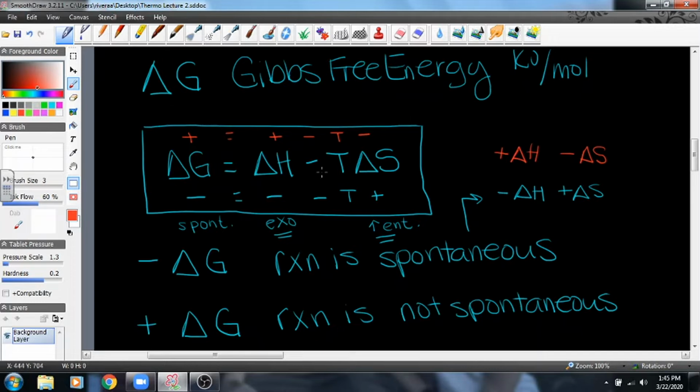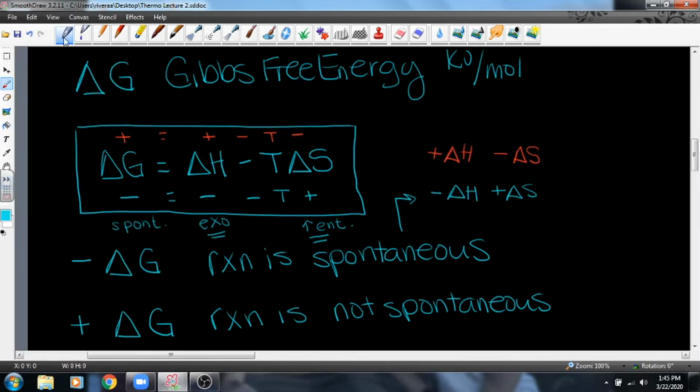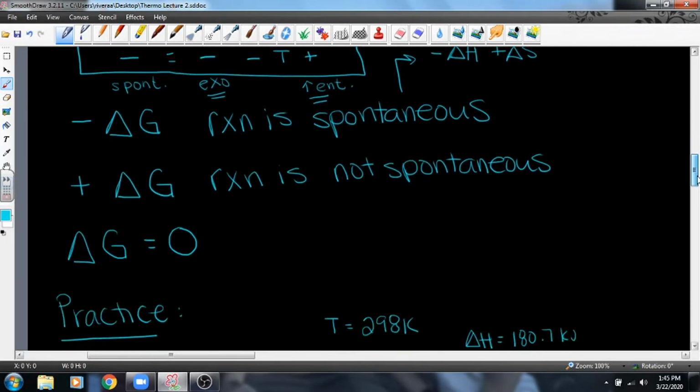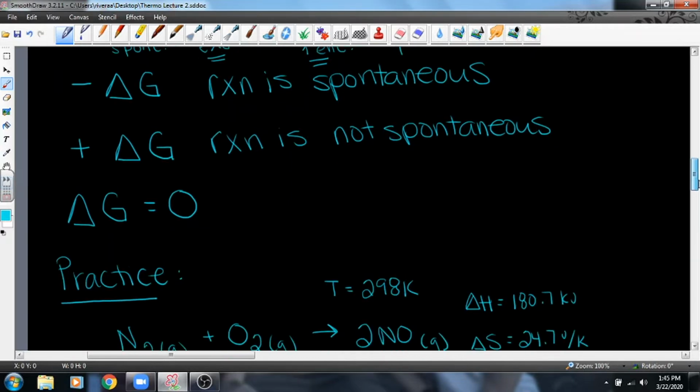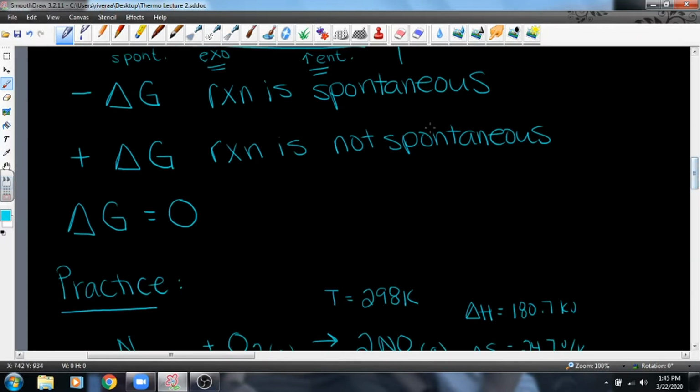We'll get into that later. Of course, that's going to have to depend on temperature. But anyway, I'm getting ahead of myself. Okay, so back to signs for delta G. A negative delta G, the reaction is spontaneous, and a positive delta G, the reaction is not spontaneous. And if we get a delta G that is equal to 0, that means that the reaction is at equilibrium.